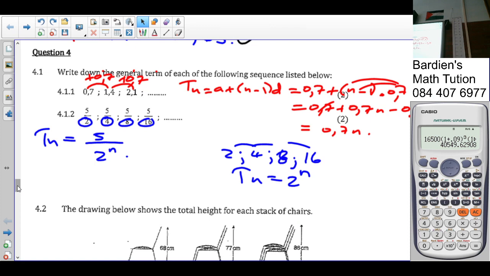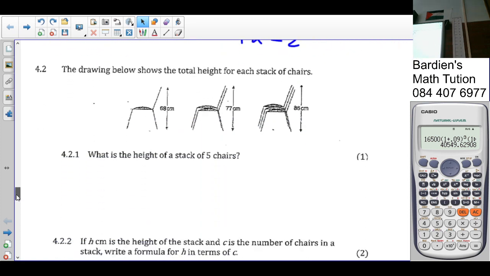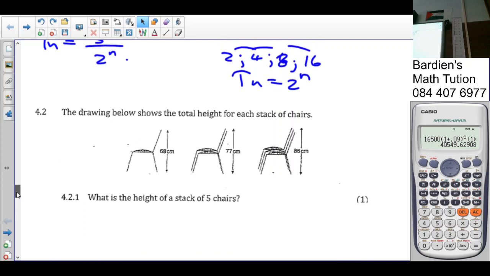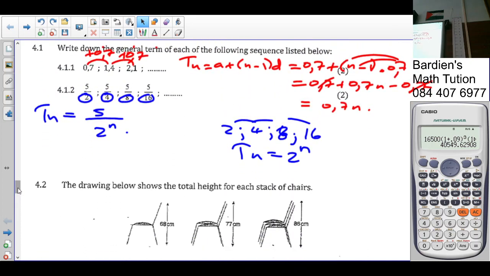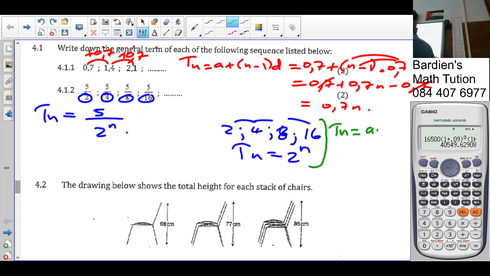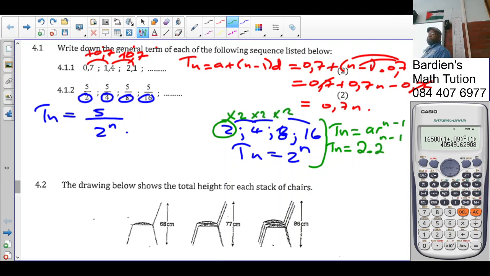Any problems here? No? Yes? Is there a way to calculate this equation? Yeah. Since this is geometric, what you could have done was you could have said Tn is equal to a times r to the n minus 1. This is for a geometric pattern. So this would be Tn is equal to a. What's your a value? 2. What's my r value? How do I move from one to the next? I'm multiplying by 2 all the time. So r is also 2, n minus 1.